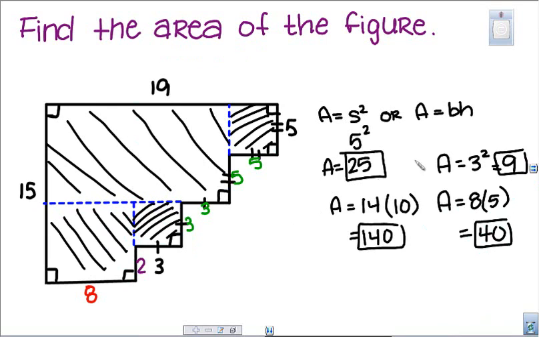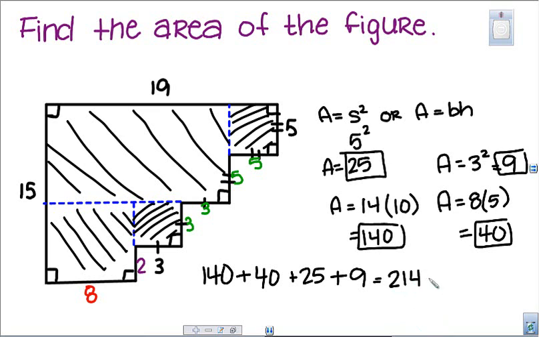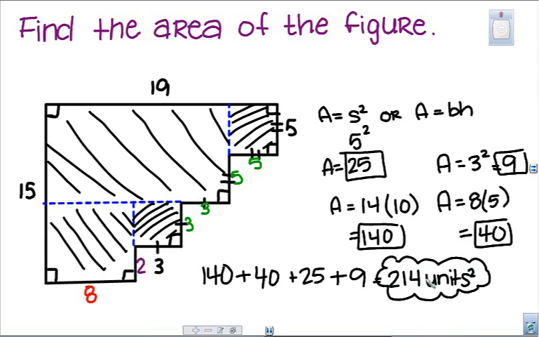Okay, but they want the composite, so I now have to total those up, and you're adding 140 plus 40 plus 25 plus 9. Okay, that is 180, 205, 214. They didn't give us units. Had they, whatever those units are would be squared because we're talking about area. So the grand total is 214 square units.